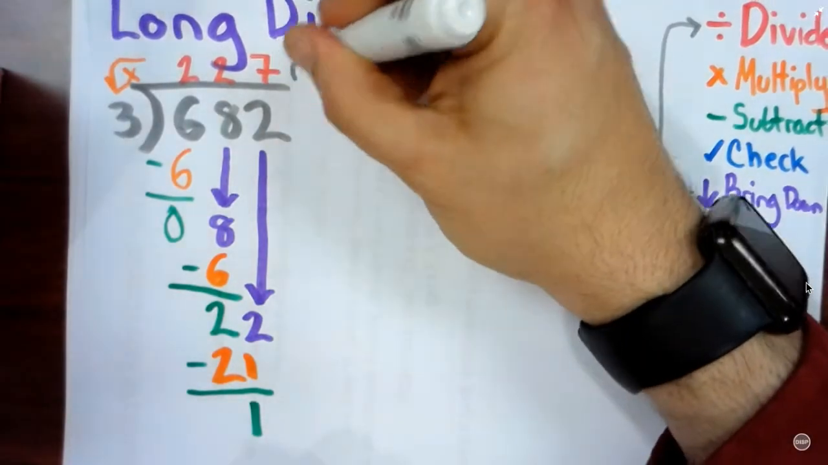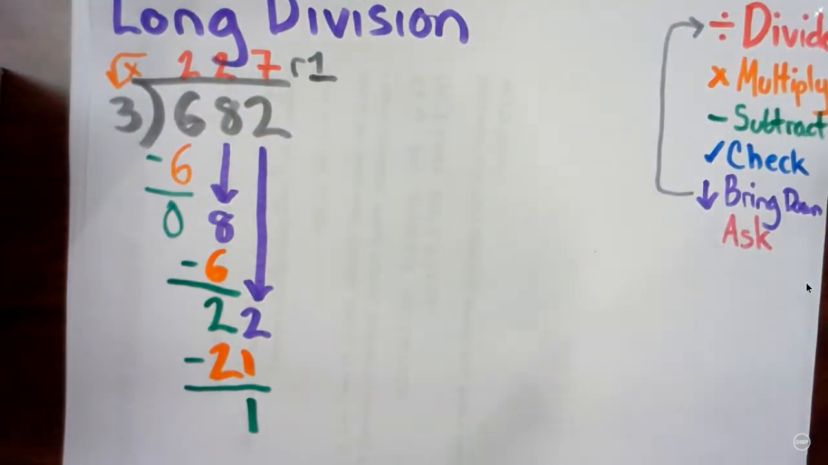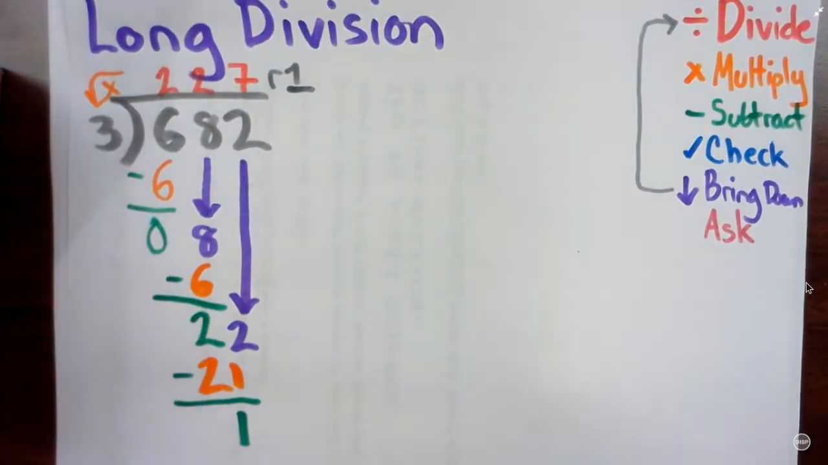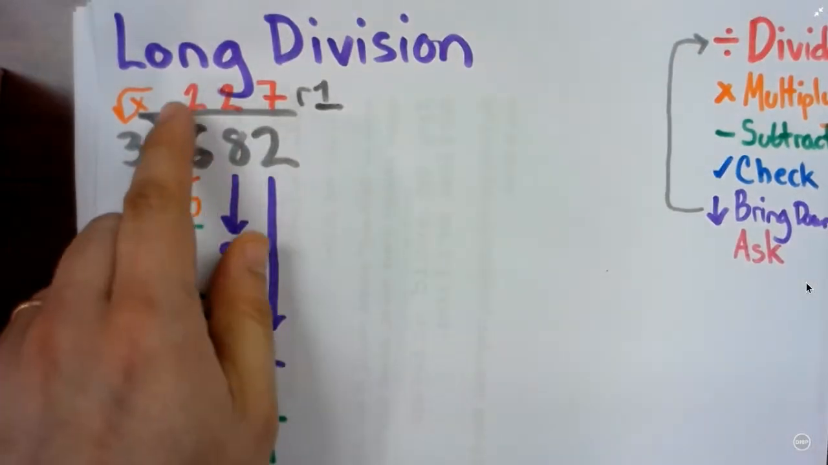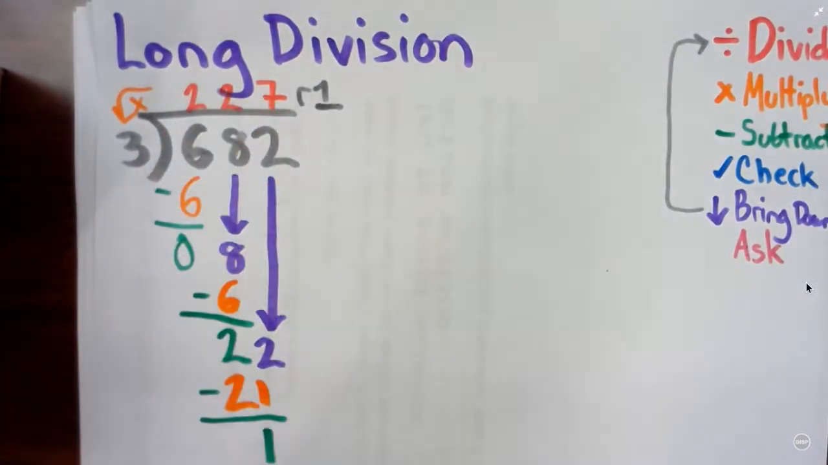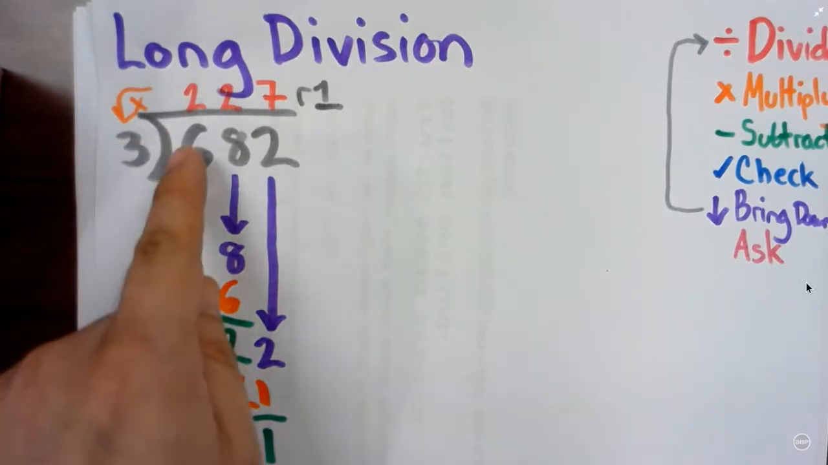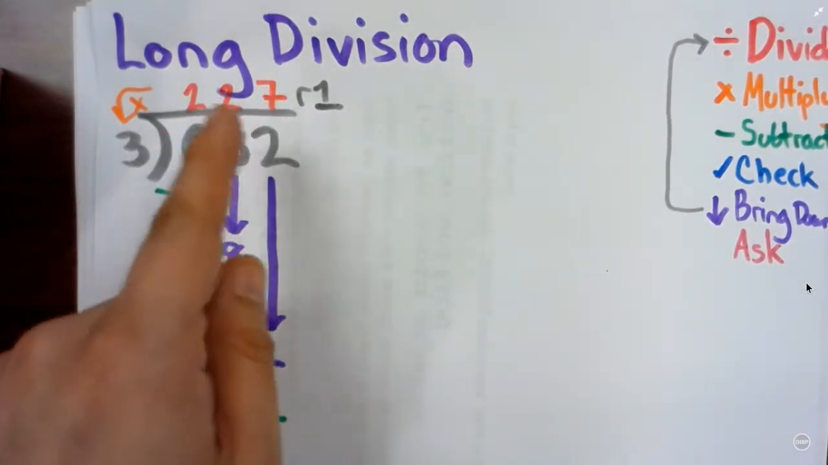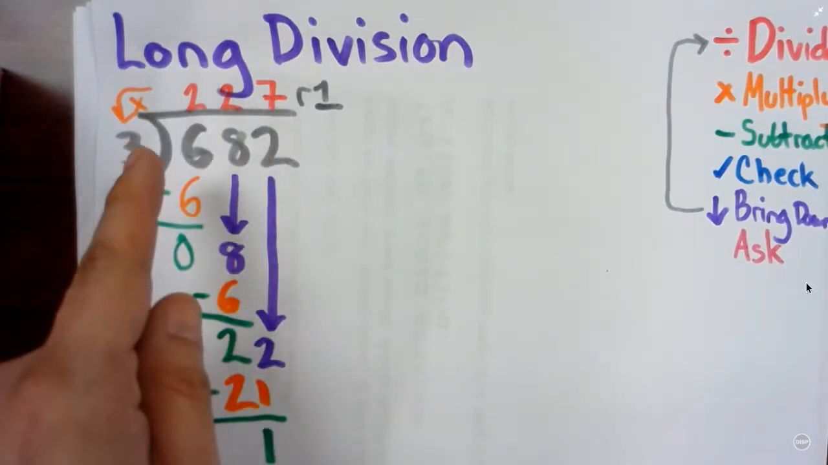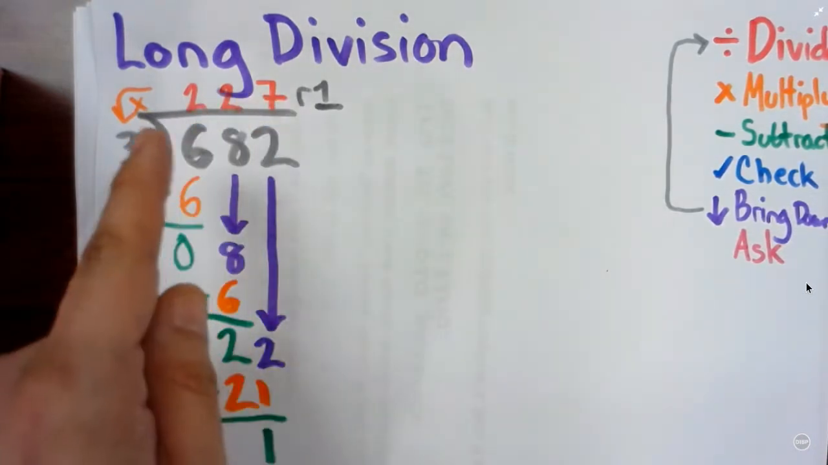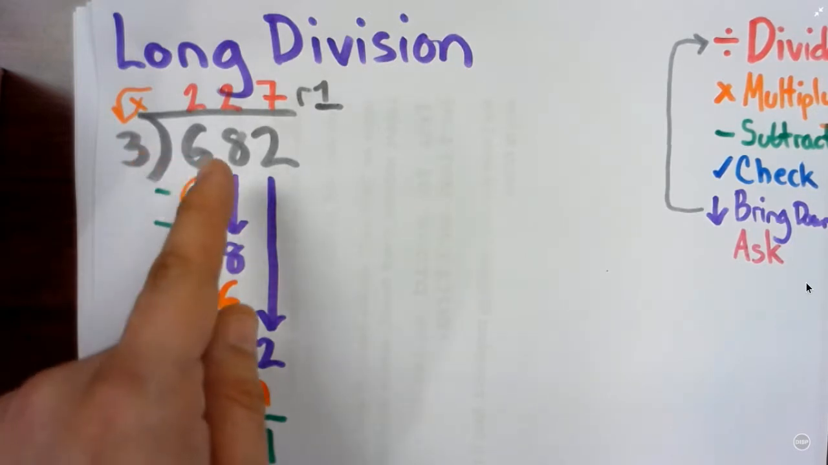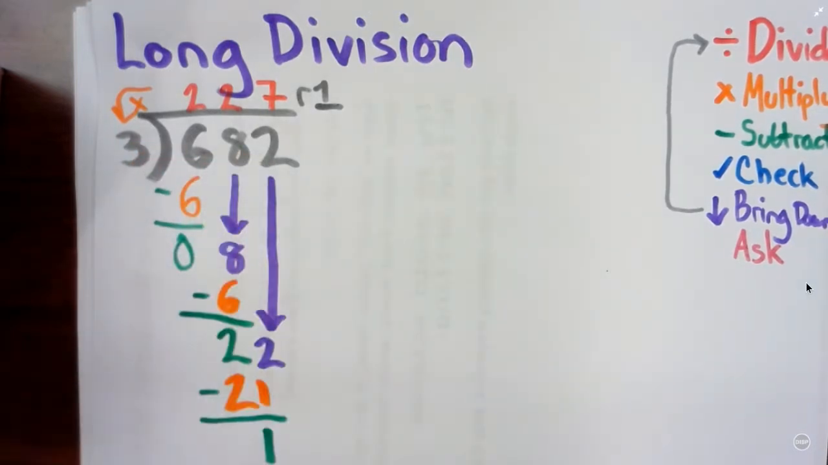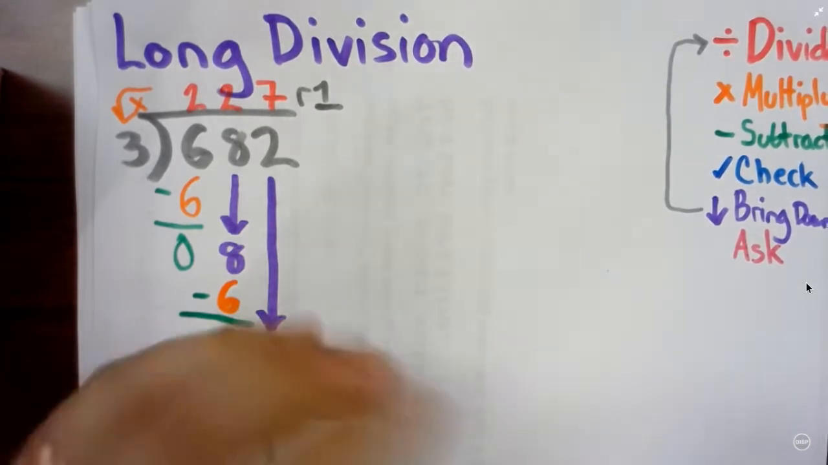So I'm just going to add that up here. Remainder of 1. And the last step is to just ask yourself, does my answer make sense? Is my answer reasonable? So I can sit here and think, okay, well, let's round 227 down to 200. 200 times 3 equals 600. And 27, well, let's round that to like 25 maybe. 25 times 3, that's 75. So 225 times 3 is 675. That's pretty close to 682. So my answer is reasonable. And those are the steps that we go through.